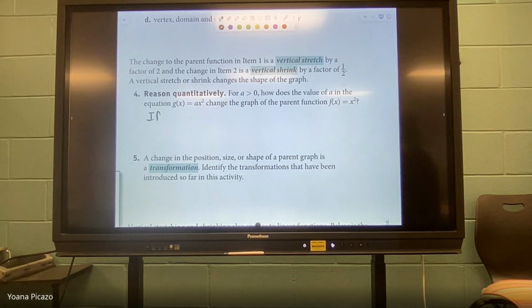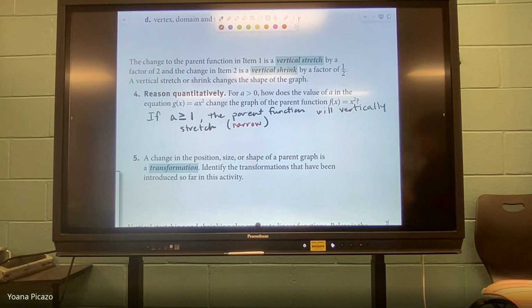If a is greater than or equal to 1, meaning a whole number or anything larger than it, we're going to say the parent function will vertically stretch. So we will go ahead and say it becomes narrow.